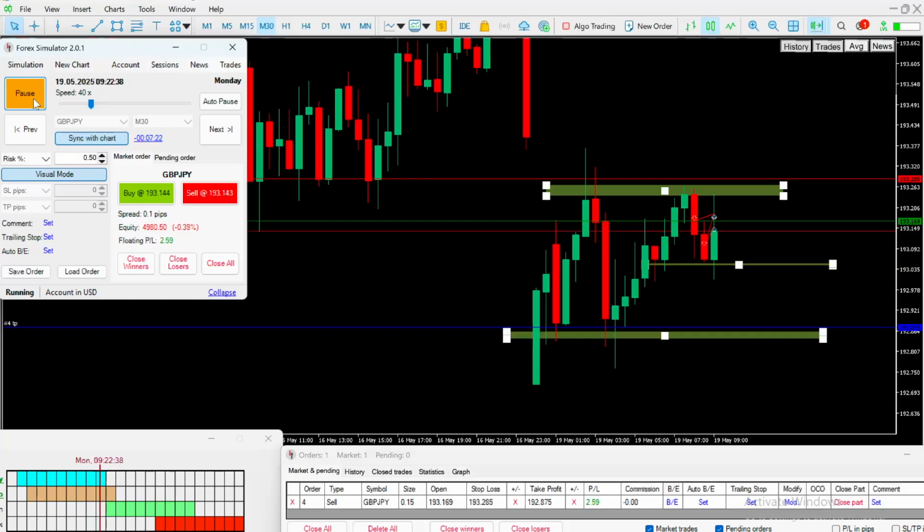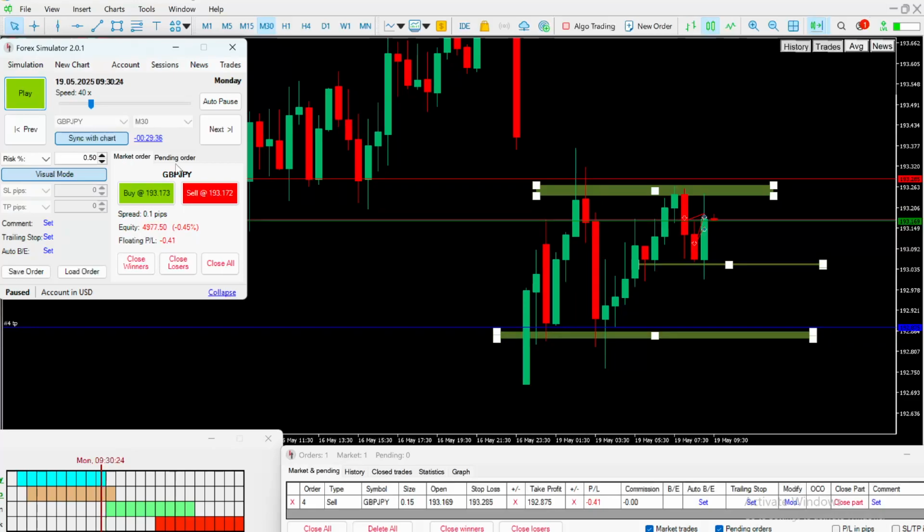Let's see how this 30-minute candle will close. Yeah, I might close more, another 50%, because I don't like it. Yeah. Let's fast forward a bit.